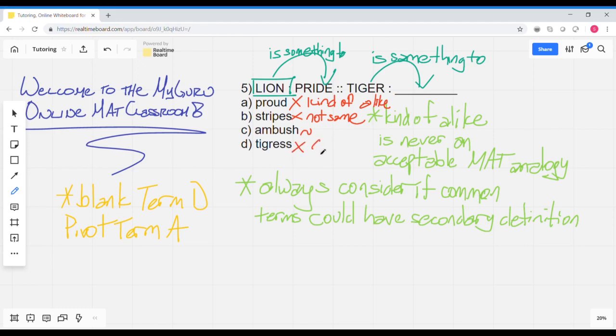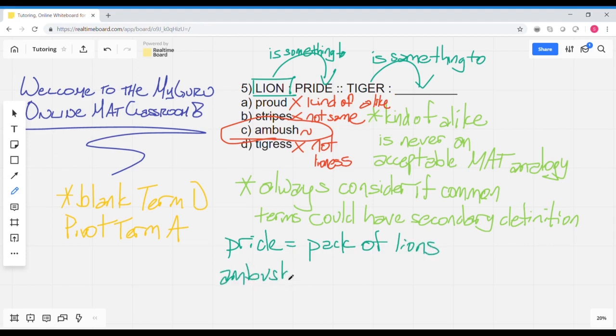But tigress, well, a pride is not a female lion like tigress would be female tiger, because that would be a lioness. So it has to be ambush. And the classification is actually this. A pride is going to be a pack of lions. And an ambush, believe it or not, is going to be a pack of tigers. Just one of those weird things in English for the classifications, because these have the same classification.